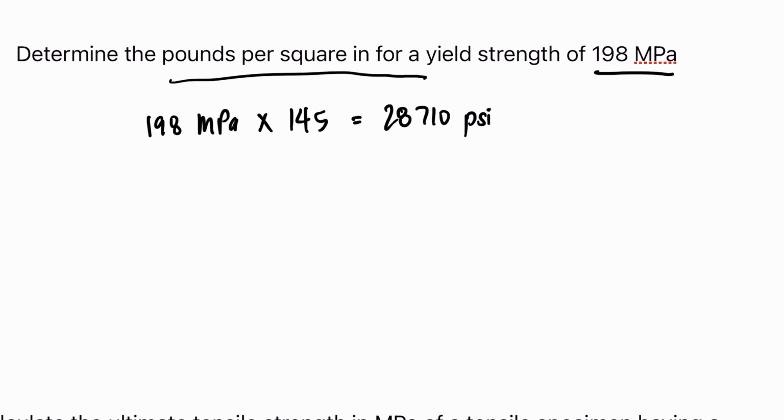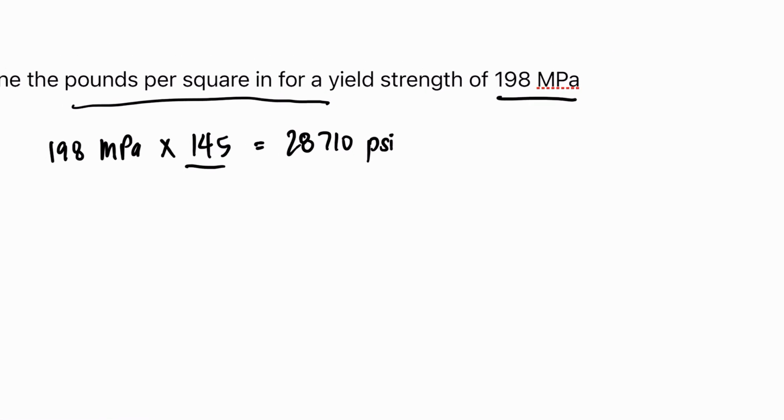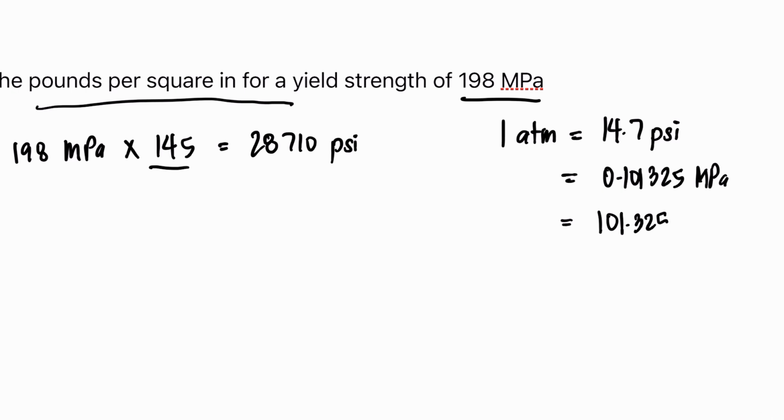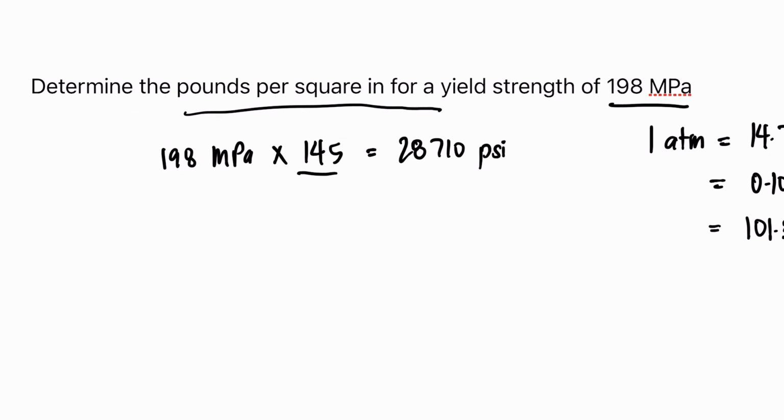But what if you don't want to remember this value, this 145? You have to remember to convert the pressure in terms of the atmospheric pressure. You know that 1 atm is equivalent to 14.7 psi, and it is also equivalent to 0.101325 megapascal. It is also equivalent to 101.325 kPa. You just need to remember these three values, so you can convert anything now from psi to MPa to kPa and vice versa.